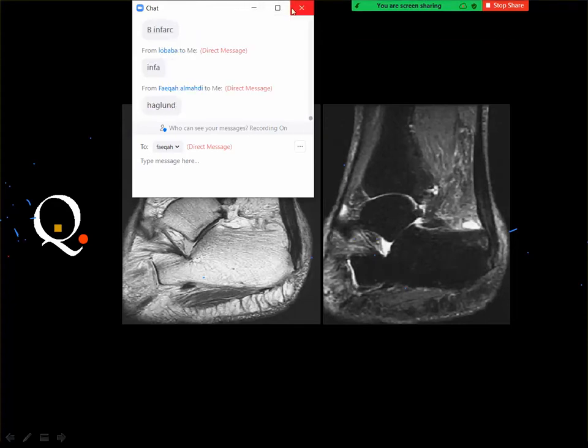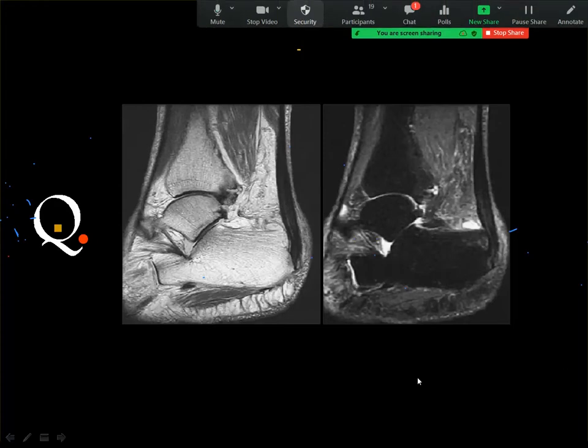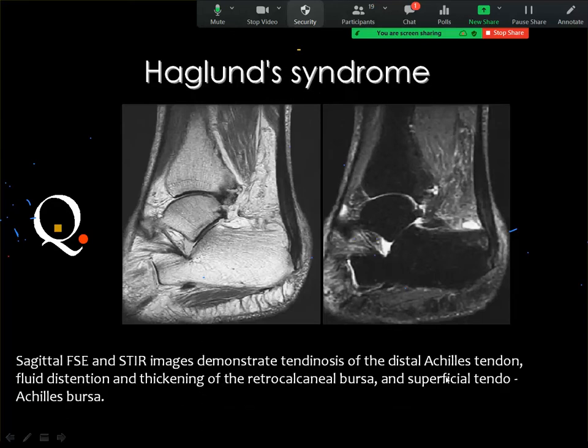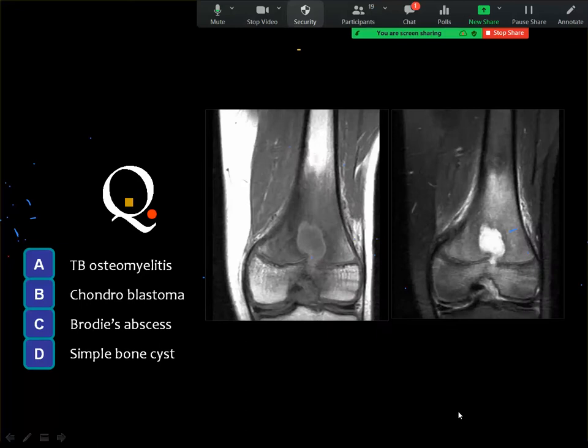Yes, the right answer is Haglund syndrome. And you know, Haglund syndrome is composed of three findings. Number one is the presence of fluid in the retrocalcanean bursa, fluid in the subcutaneous tissue superficial to the Achilles tendon, and swelling with some intermediate signal within the Achilles tendon. And this is the criteria of Haglund syndrome. Next case.